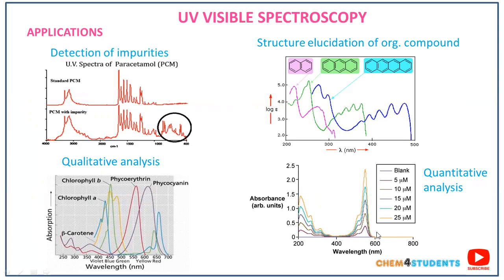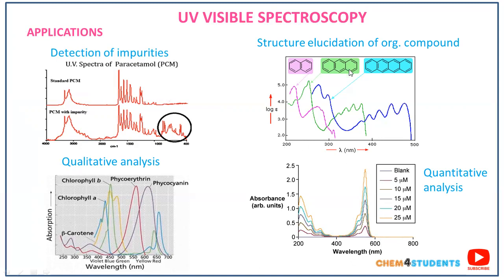Here this orange color, which is representing 25 micromolar, has a higher concentration, which produces a higher peak area. And this purple color represents 5 micromolar concentration, so it has a low concentration. That means we can easily calculate or measure the concentration of the sample solution by using this quantitative analysis.